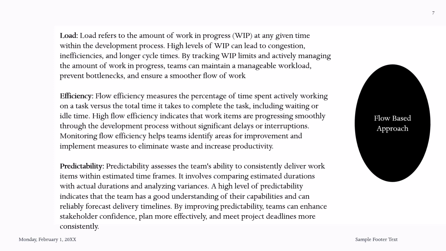And also we do have predictability. Predictability assesses the team's ability to consistently deliver work items within the estimated time frame. So it involves comparing estimated duration with actual duration and analyzing variances. A high level of predictability indicates that the team has a good understanding of its capabilities and reliably delivers on timeline. By improving predictability, teams can enhance stakeholder confidence, plan more effectively, and meet project deadlines more consistently.